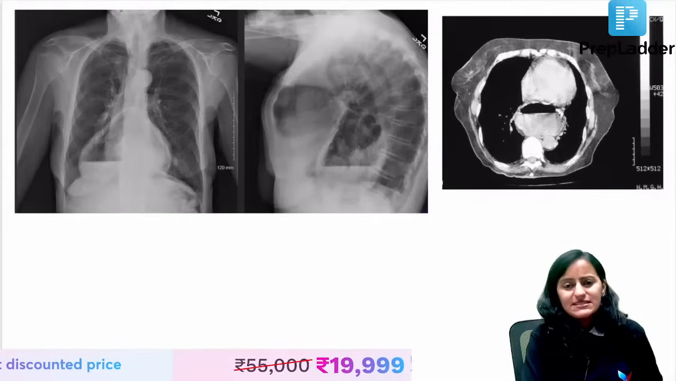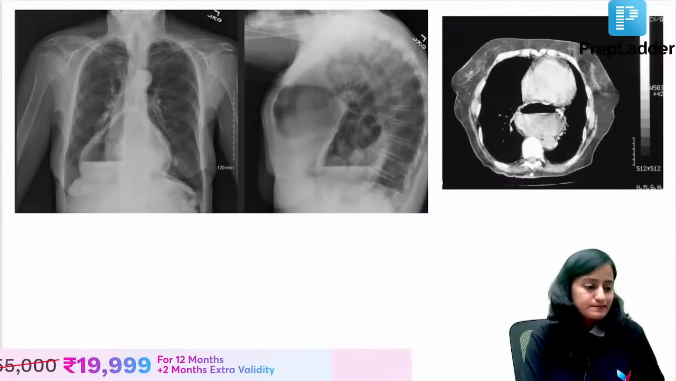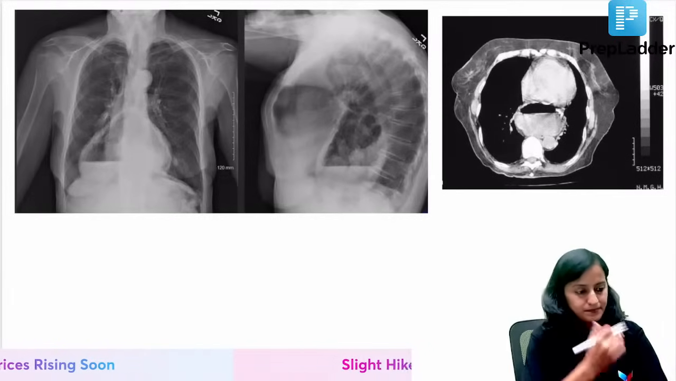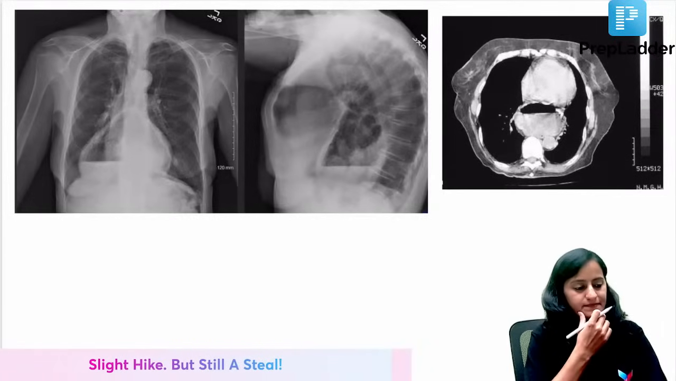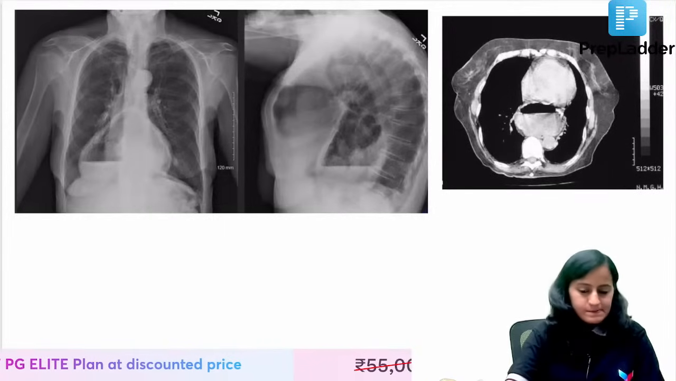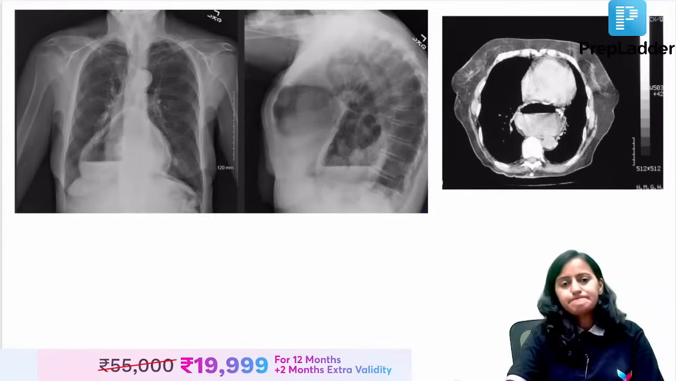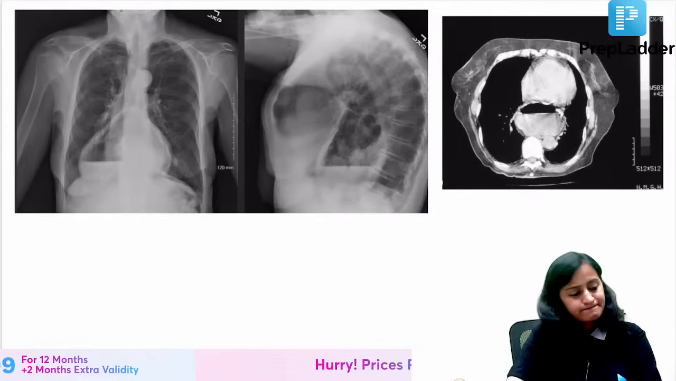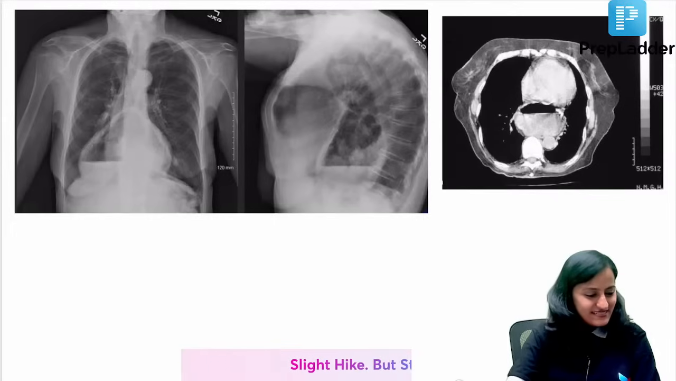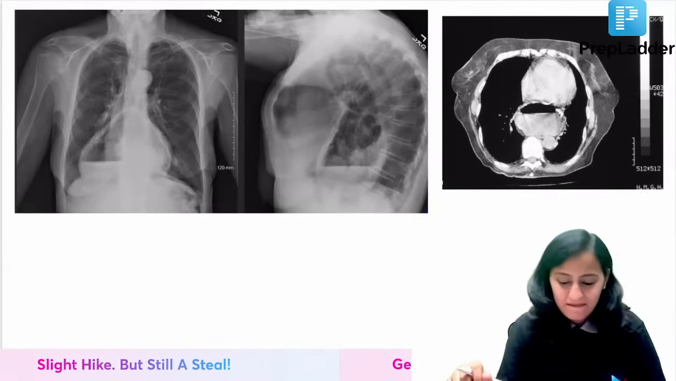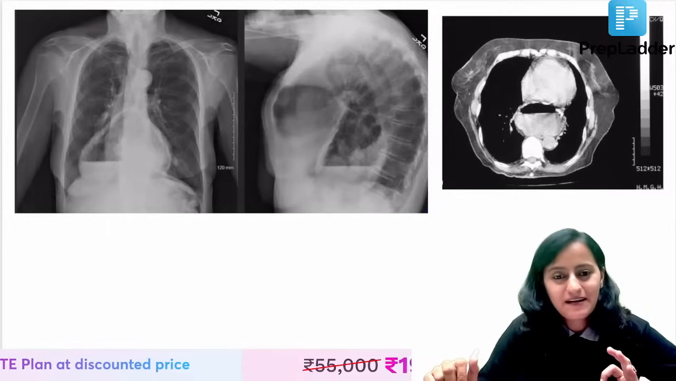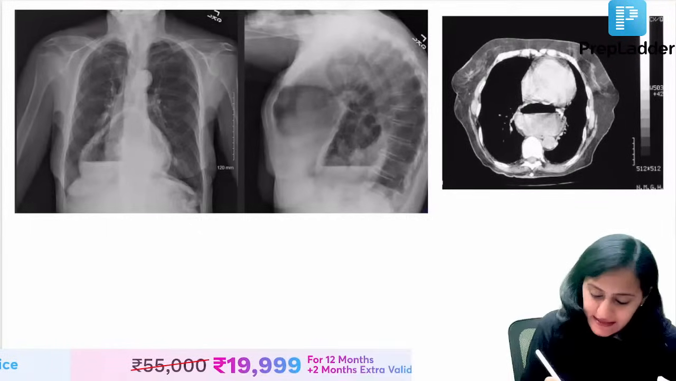Next one, interesting. Tell me guys, what do you think is the diagnosis here? Anyone, what is this image showing? This is not emphysema, not coarctation of aorta. Very good, Medico K, smart. Right, yes, Devjani. This is hiatus hernia. Correct. Okay, what is this? This is hiatus hernia.